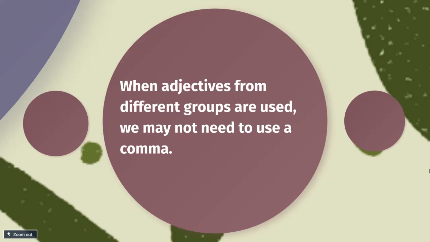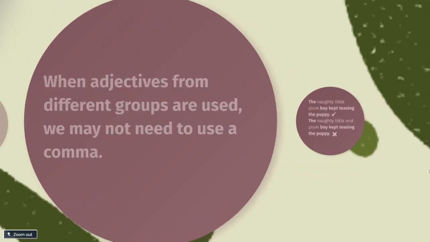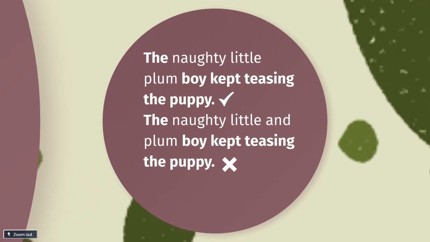What do we do then? We do not need to use a comma. In those cases we are not supposed to use any comma. Why? Because they are from different groups and describing the noun. Let's see an example. The naughty little plump boy kept teasing the puppy. This is the right way of writing the sentence. What is the wrong way? The naughty little and plump boy kept teasing the puppy. So putting and makes it awkward. We are not supposed to put and when they belong to different groups.